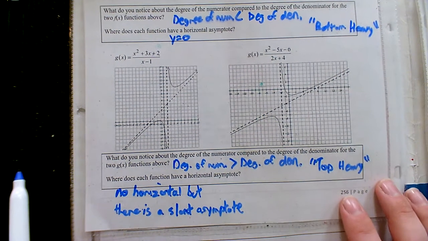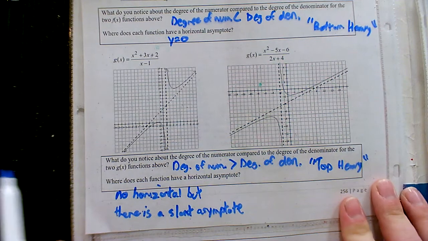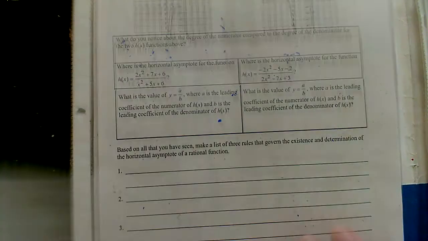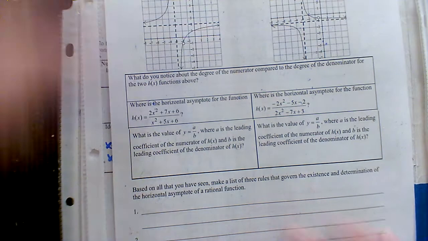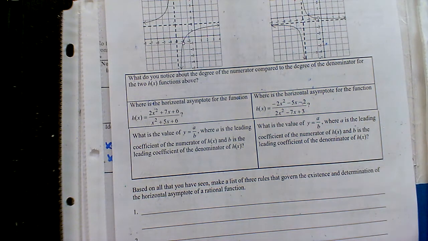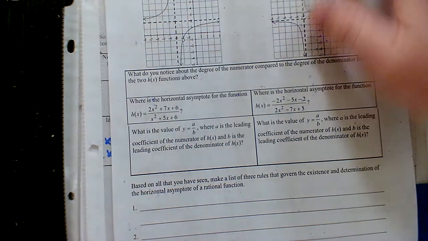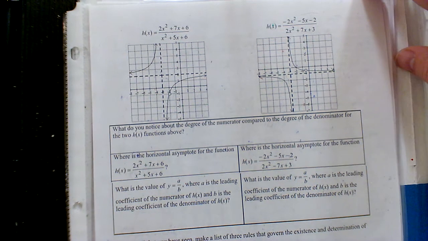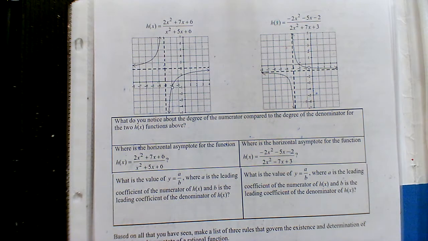Any questions before we flip? Or next page? All right. All right, so now we have another group of two graphs here. What do we notice about these horizontal asymptotes, these rational functions, the graphs together? What do we notice about these ones?